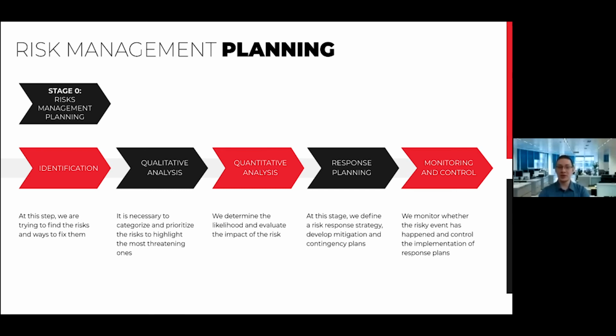And for the most important of them, we may do quantitative analysis. That means more accurate estimation of probability and impact. When we know the key risk properties, we may plan the response for each particular risk, identify risk occurring triggers, and assign the responsible persons.